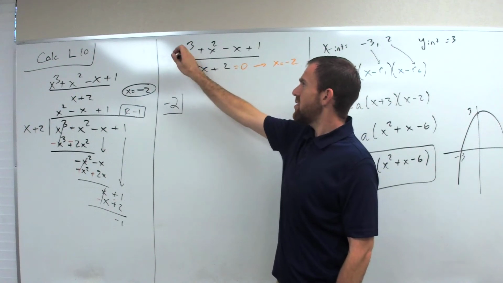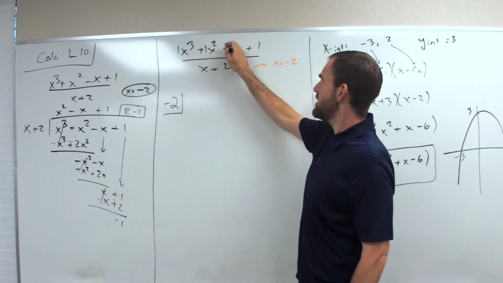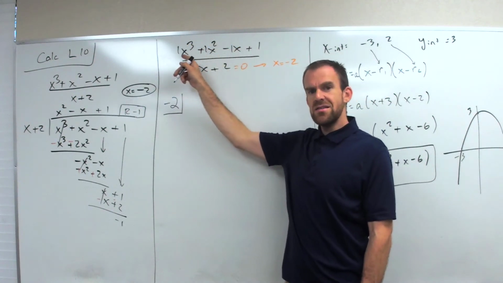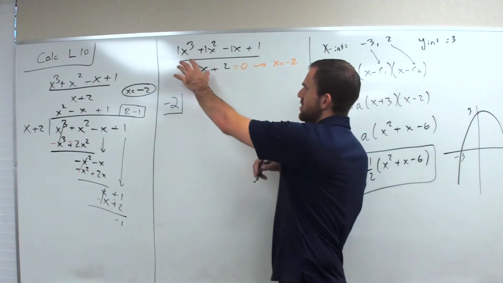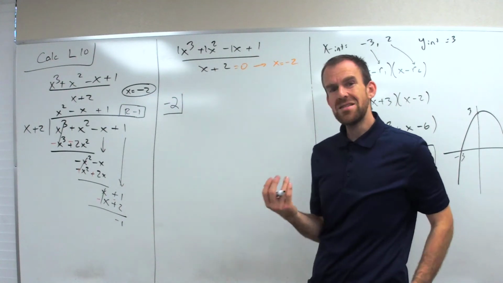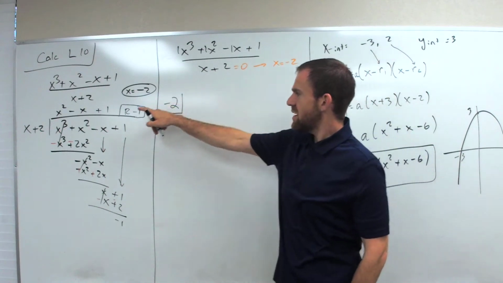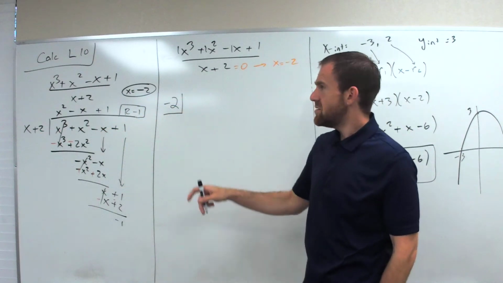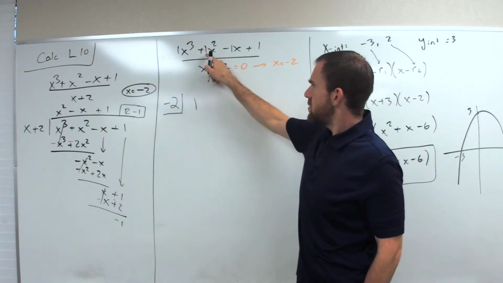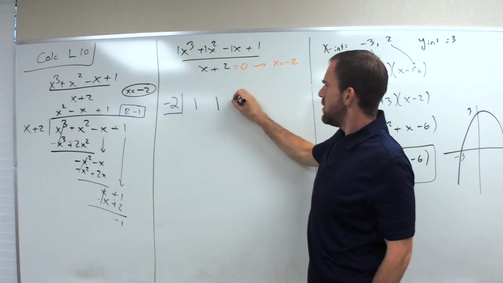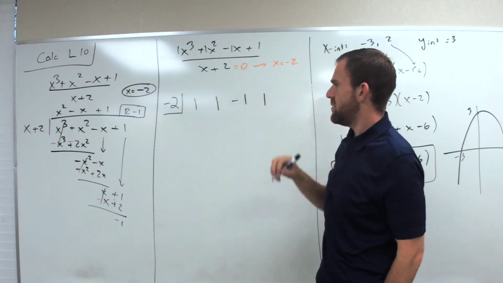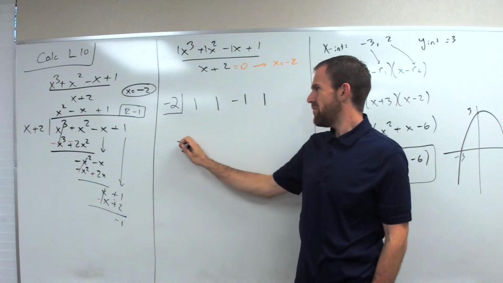Then I'm going to write out the coefficients of each of these numbers in descending order, so from the x cubed all the way down to 1. If you're missing any, you put 0, just like you would in division. So I have 1, 1, -1, and 1. Now here's the fun part.